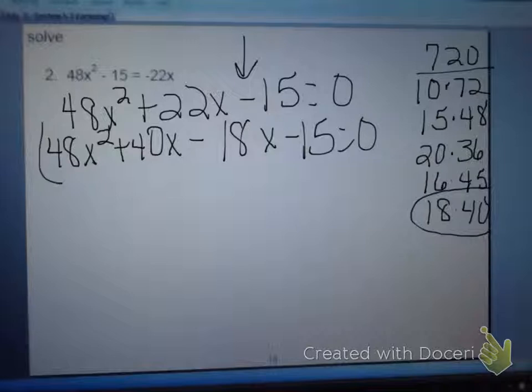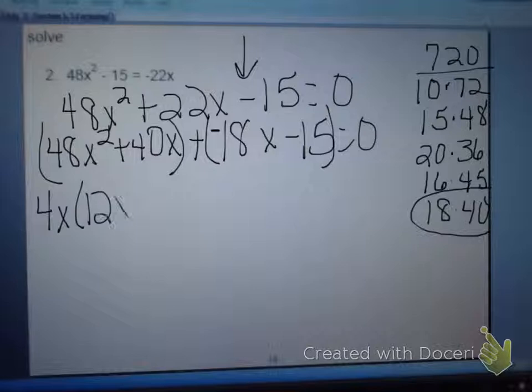Factor by grouping: group the first two, group the last two. My GCF in the very first group is a 4x. So I get 12x plus 10. And my GCF in the second group is a negative 3.